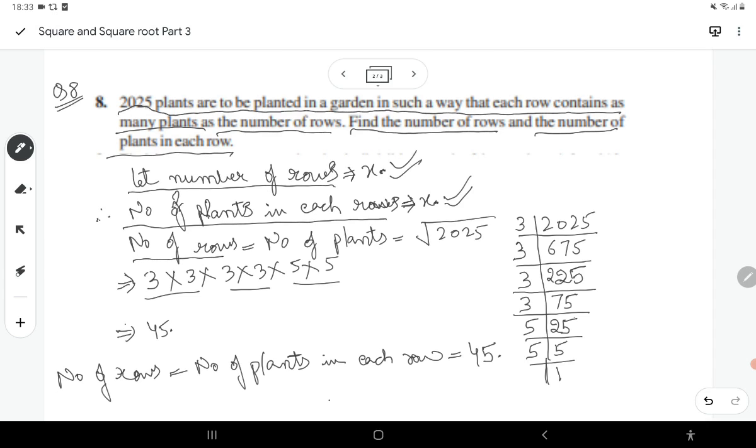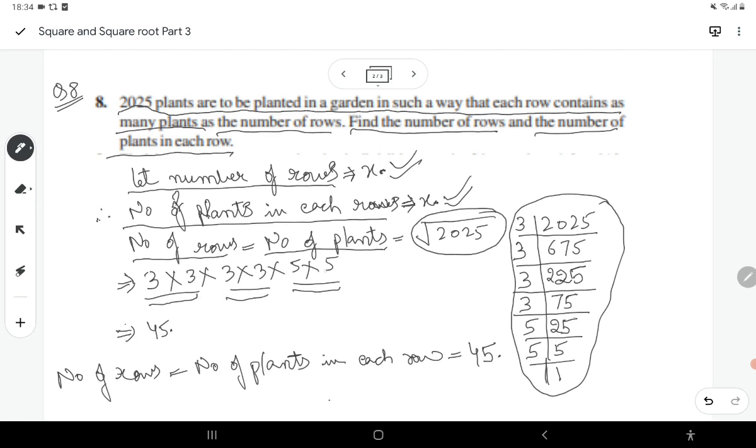So number of rows times number of plants would be x into x, x square, equal to 2025. So the number of rows equal to the number of plants would be equal to the square root of 2025, and you can see how we have solved using the prime factorization method. So it would be 3 into 3 1 pair, 3 into 3 1 pair, and 5 into 5 1 pair, which comes out to be equal to 45. So the number of rows equal to the number of plants in each row would be equal to 45.